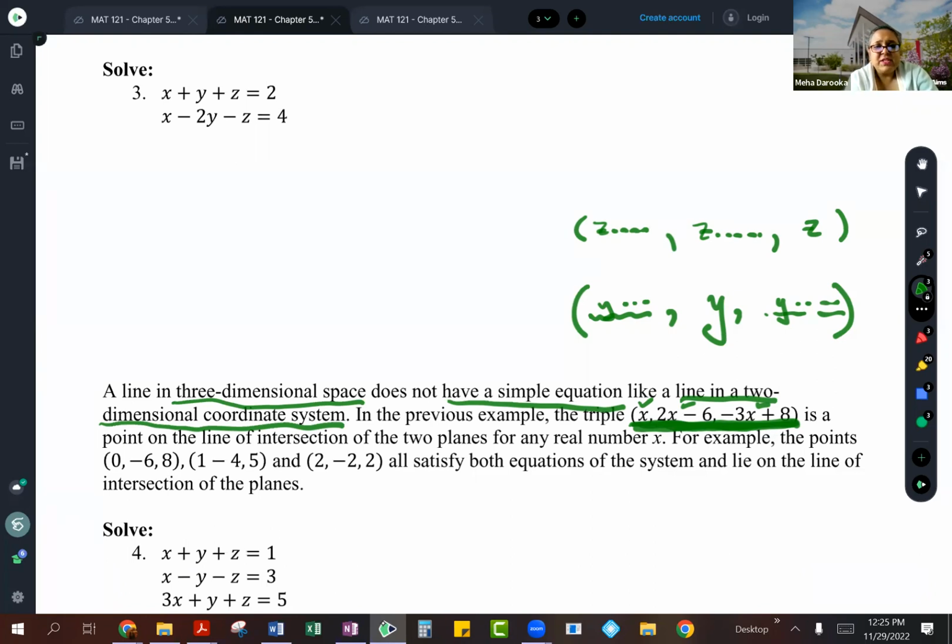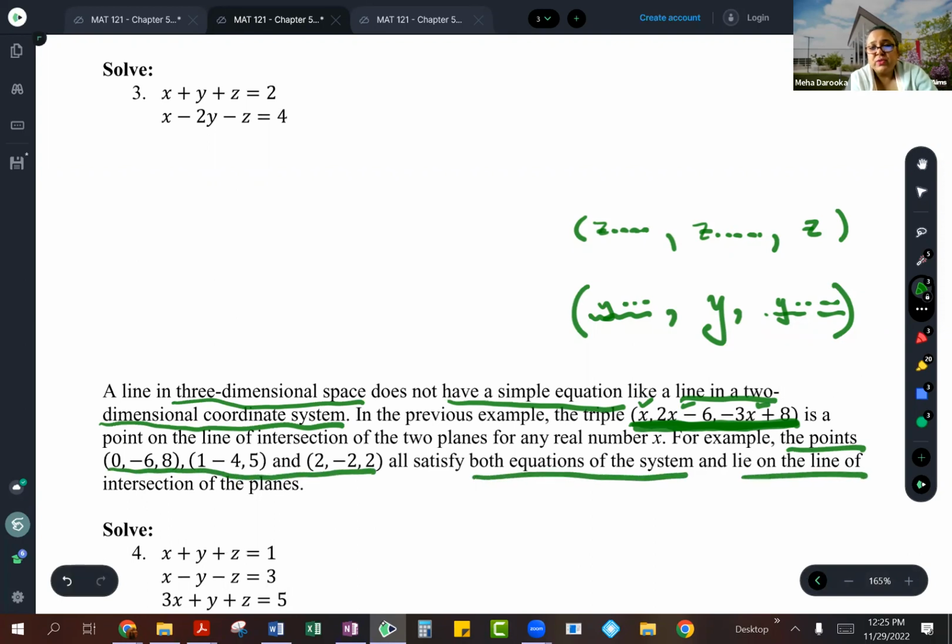Since you have infinitely many solutions, these points will satisfy both your equations, and they're going to lie on that single line where the two planes are intersecting. But these are only 3 answers out of all the infinite options you have. And so that's why you want to write it in this form and not just as simple ordered triples.